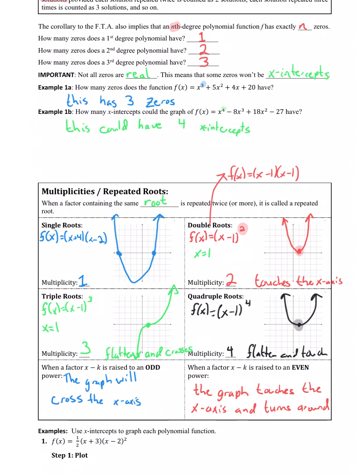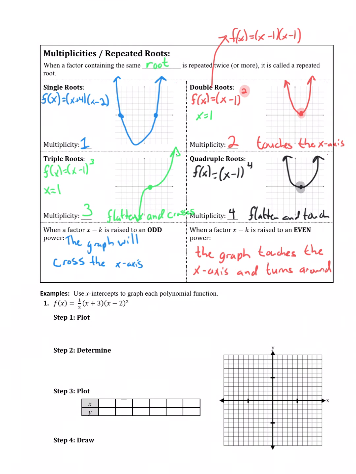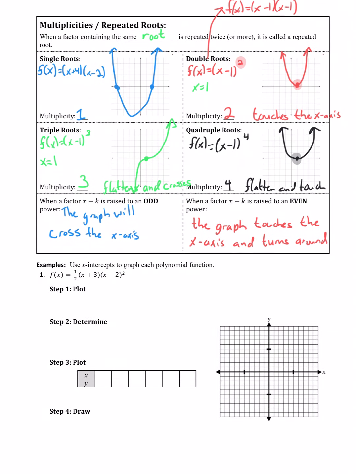That's how we can tell the difference between an odd degree polynomial and an even degree polynomial. Okay. So now our first example here, it just says use x-intercepts to graph each polynomial function. So this is the function that I'm given. F of x equals 1/2 (x + 3)(x - 2) squared.